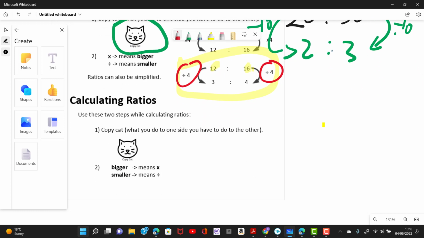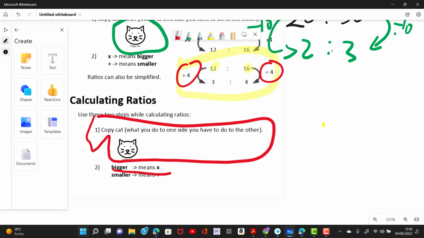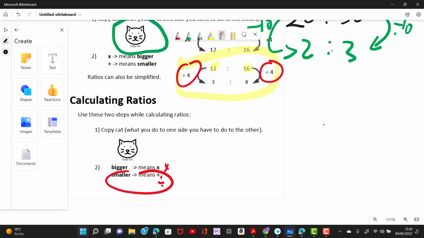So just remember this. You've got a copycat here. And if it's getting bigger, you times it. If it's getting smaller, you divide it. Okay. And that's our intro to ratios.